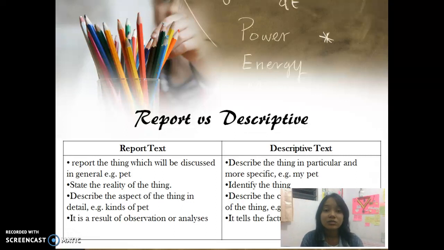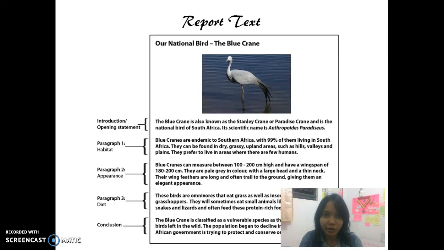Maybe you're still confused about the report text and descriptive text. Now I want to show you the texts in order to make it clear enough. This is the report text. As you can see, the title of this text is Our National Bird, the Blue Crane.